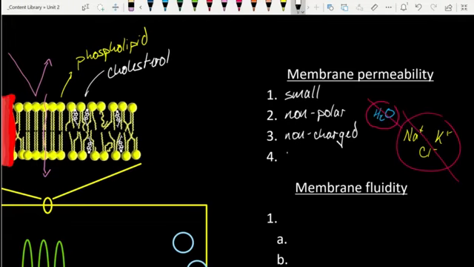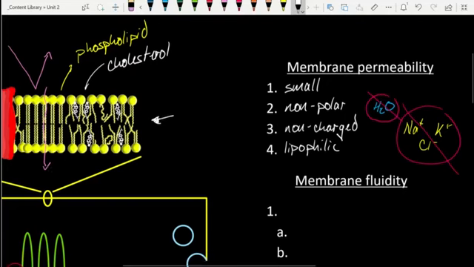The last attribute is lipophilic. Some people say hydrophobic. They're mostly synonymous, but there are subtle differences. Lipophilic simply means I have to love the fat, right? This whole area right here where the fatty acid tails are, in between the layers, if I don't like that, I can't get through. And that's what makes this phospholipid bilayer such a formidable barrier.